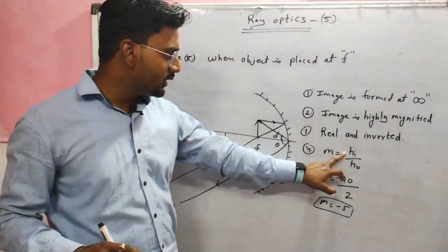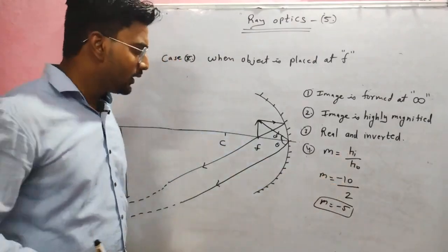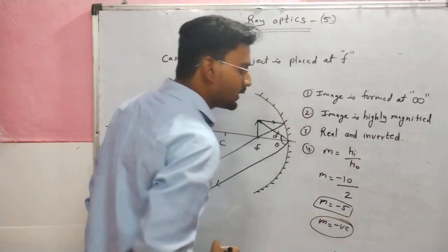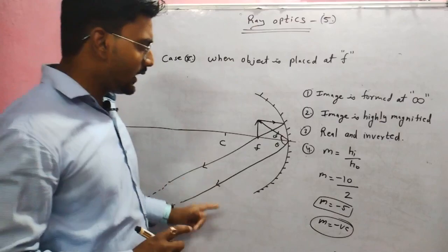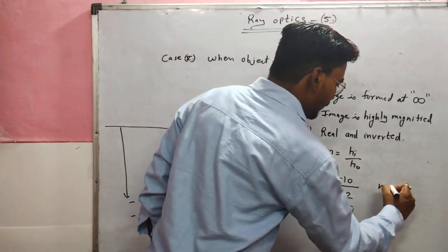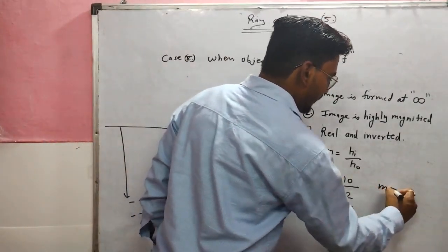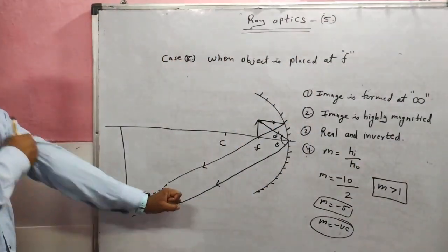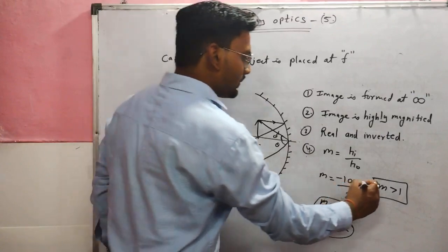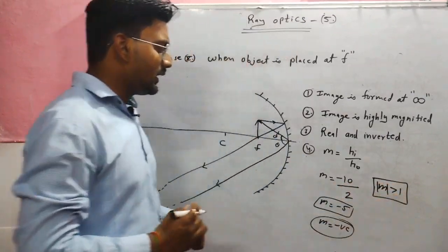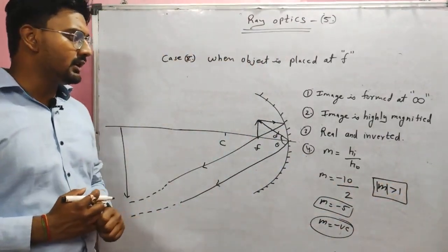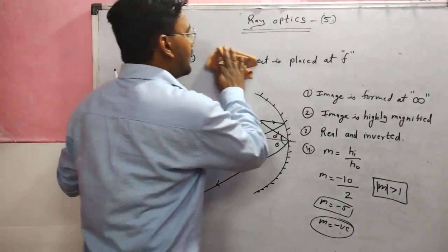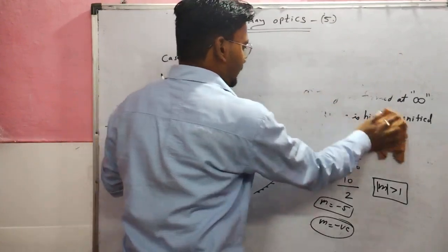I think I forgot the negative sign there. So magnification is negative in that case also, and the magnitude of magnification is greater than 1. Okay, magnitude is greater than 1 and the image magnification is negative.